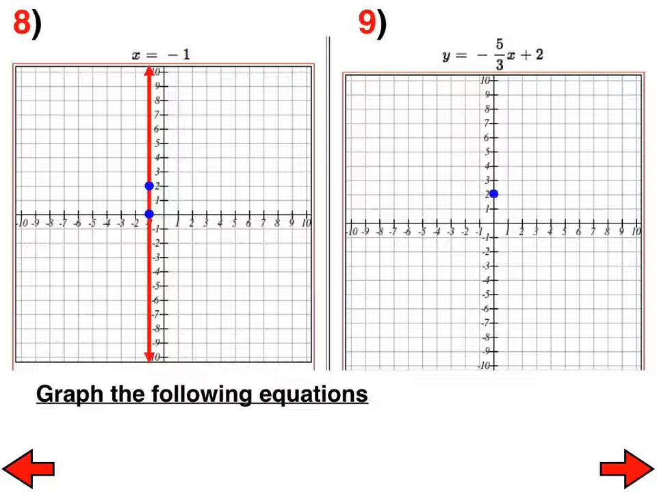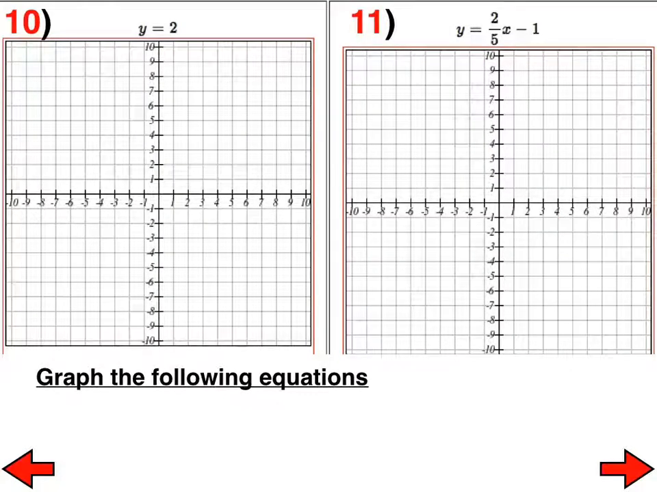Number 9, you should have started at 0, 2. We have a negative slope, so we know this line better be going downhill from left to right. I think I'm going to go with a rise of positive 5, but a run of negative 3. You could have also gone with a rise of negative 5 and a run of positive 3. Regardless, that's what your graph should look like.